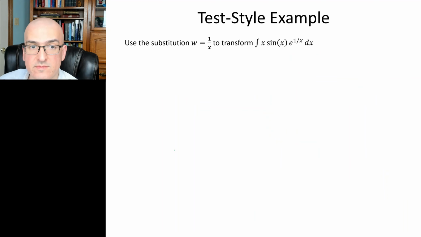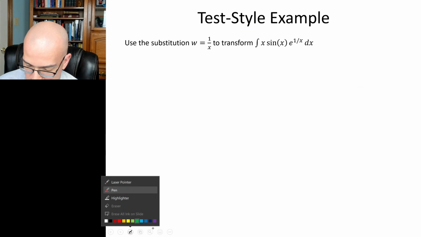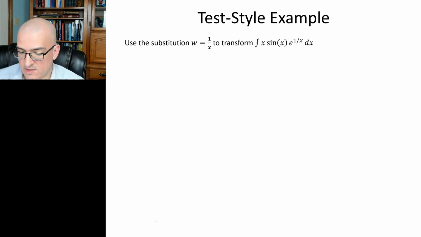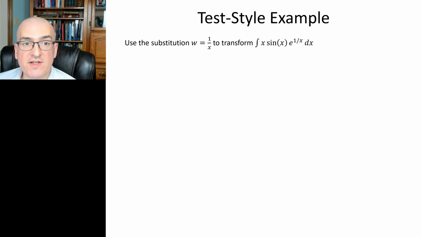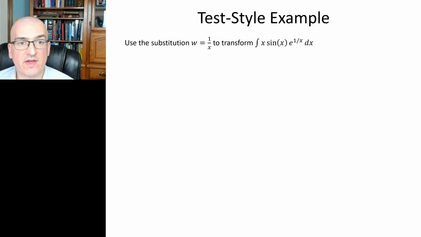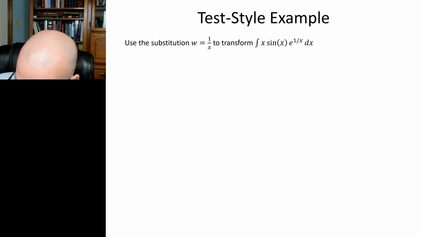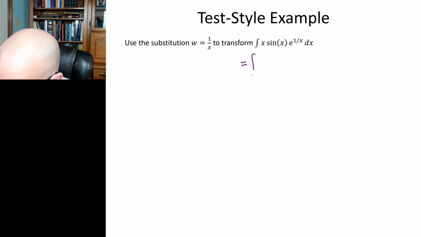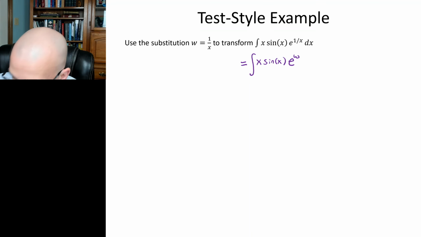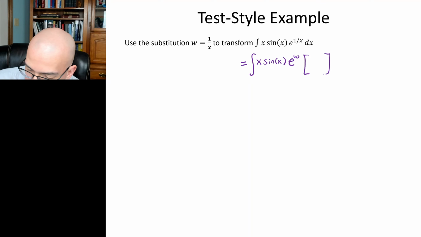Let's do another one. Okay, so another expression. We want to transform the antiderivative of x times the sine of x times e to the 1 over x using the substitution w is equal to 1 over x. So let's go ahead and see how this plays out. So I'm going to have x sine of x times e to the w, and then I'm going to replace the dx.